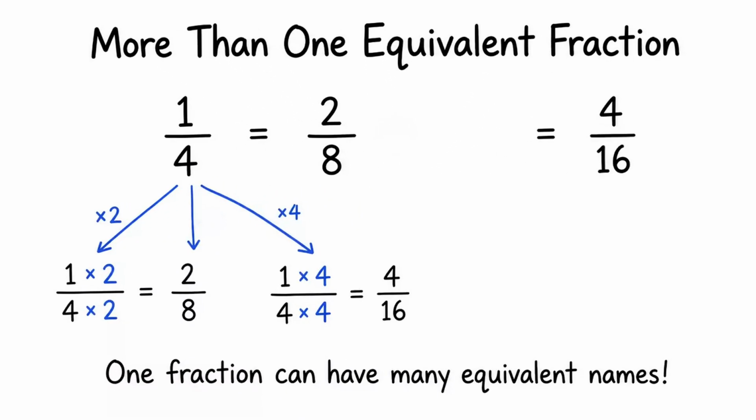A fraction can have more than one equivalent form. If we multiply 1/4 by 2 over 2, we get 2/8. If we multiply it by 4 over 4, we get 4/16. We could continue this pattern again and again. All of these fractions are different names for the same value.